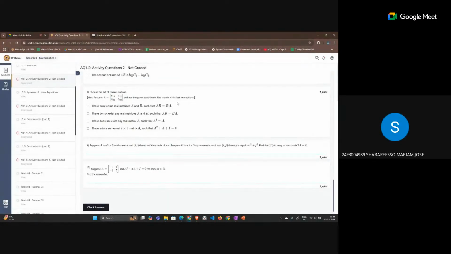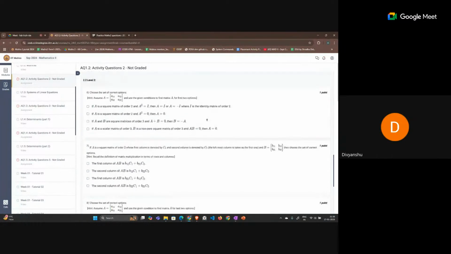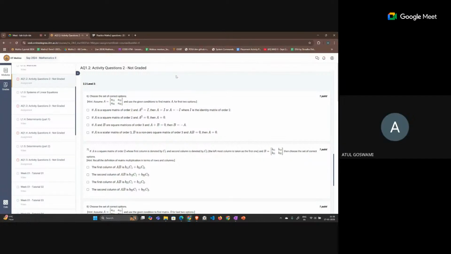Sir, please explain question number 6, sir. Assume that again these matrices are given. First option: if A is a square matrix of order 2 and A square equals to I, then A is I or A is minus I, where I is identity matrix of order 2.